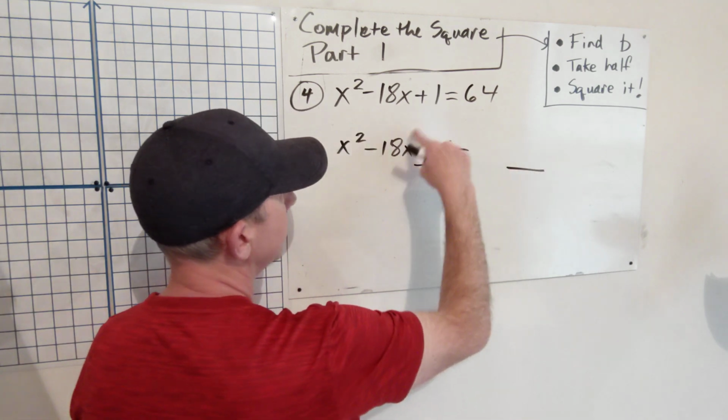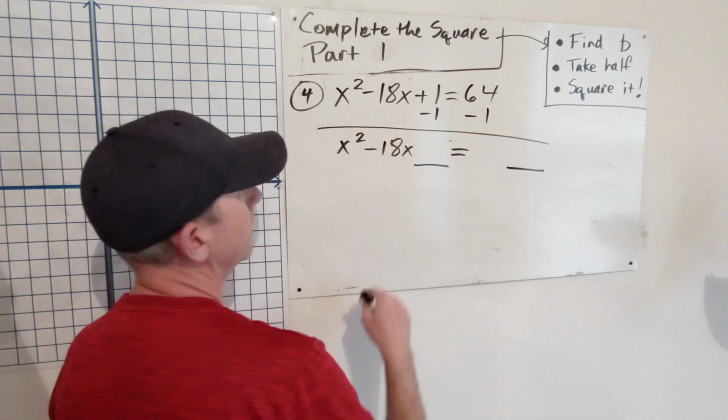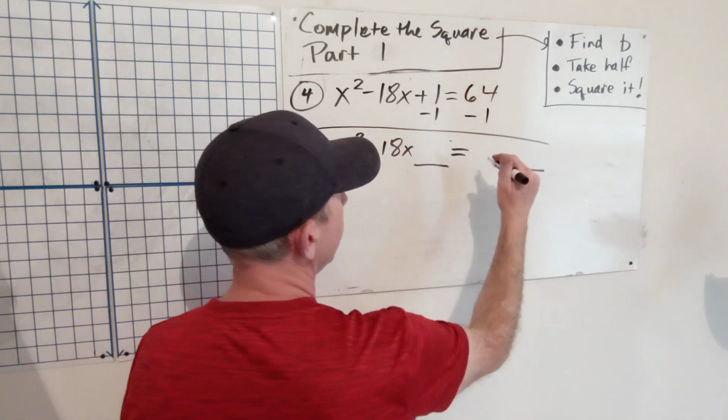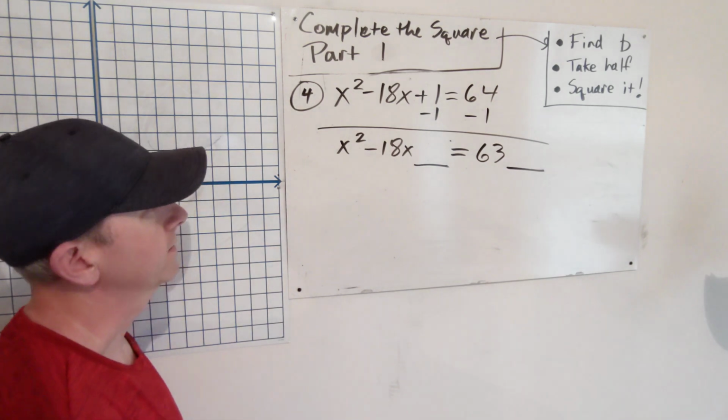Okay? So in order to get this blank, we have to subtract a 1. All right? So we need just 2 terms here. So 64 minus 1 is 63. Now that's not a perfect square, but that's okay. We're not to that part yet.